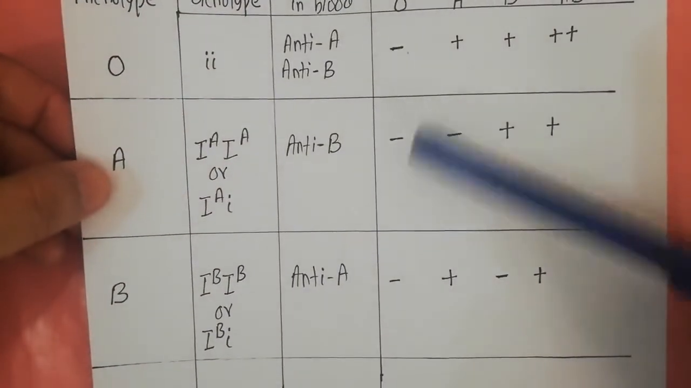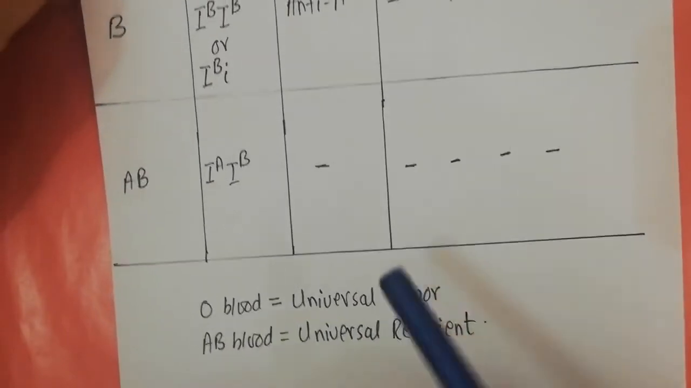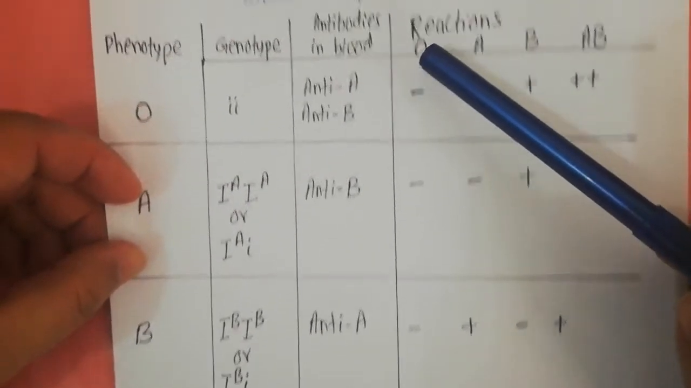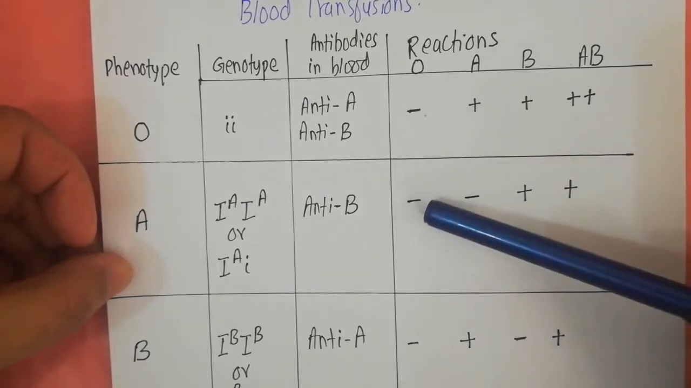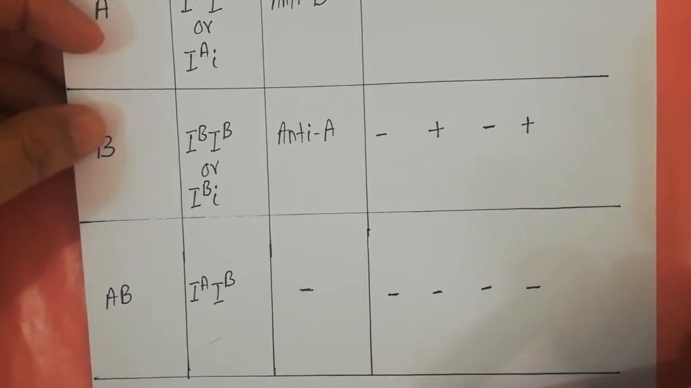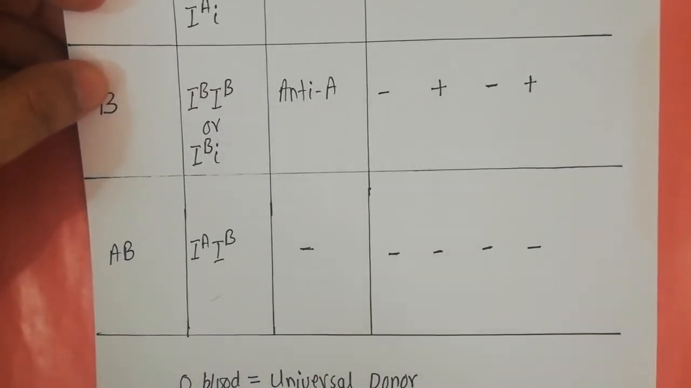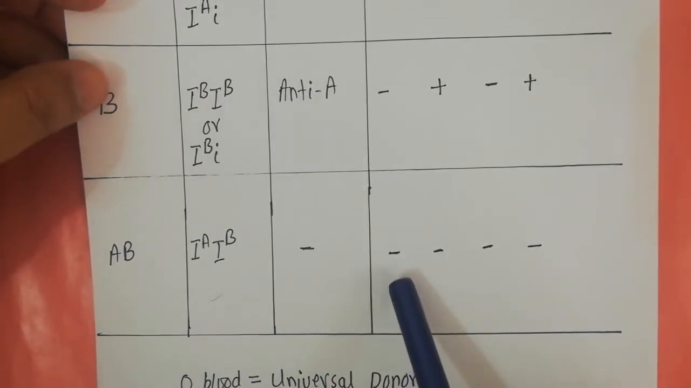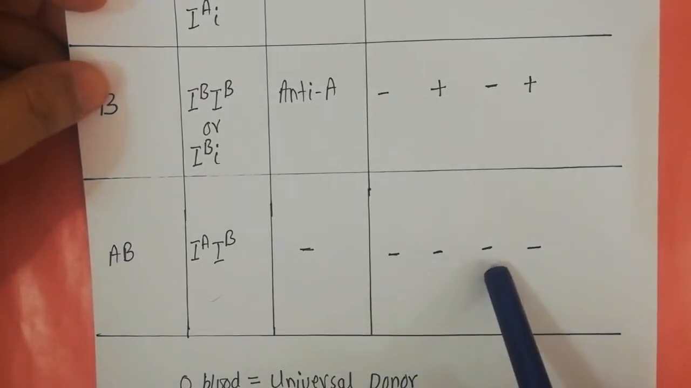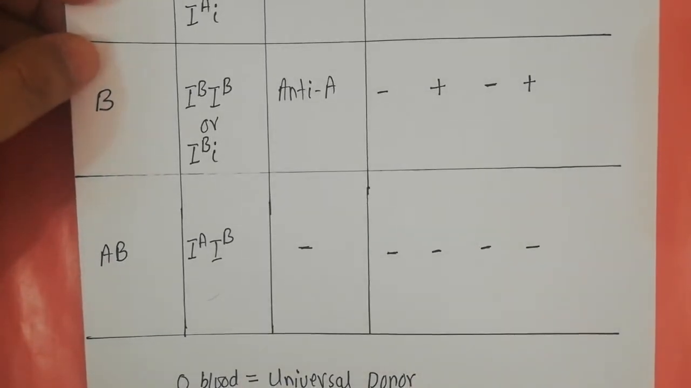Now looking at this particular table, you can actually see that the O blood type is a universal donor, because if you give the O type of the blood to an O individual, there is no clumping. If you give that to the A individual, the B individual, or the AB individual, there is no clumping. That means you can give the O blood type to any blood type. And if you look at this table, the AB blood type is actually a universal recipient. It can receive the blood from the O, the A, the B, and the AB blood type. Therefore we call them the universal recipient.